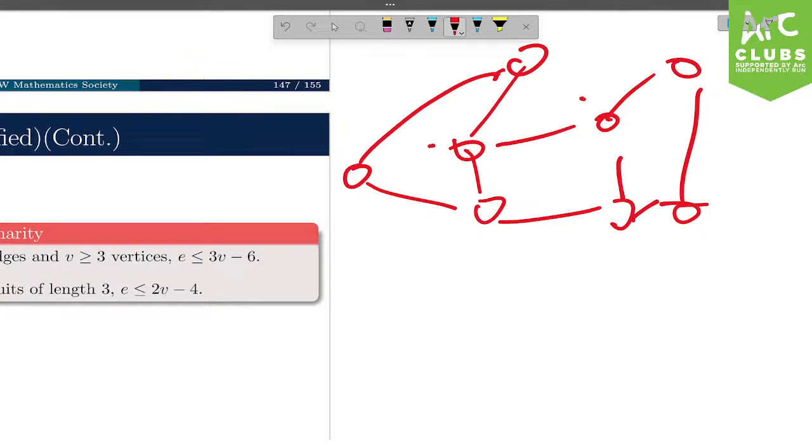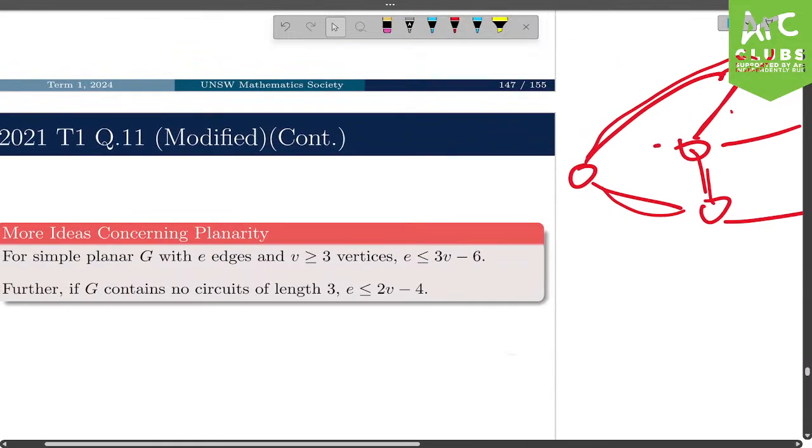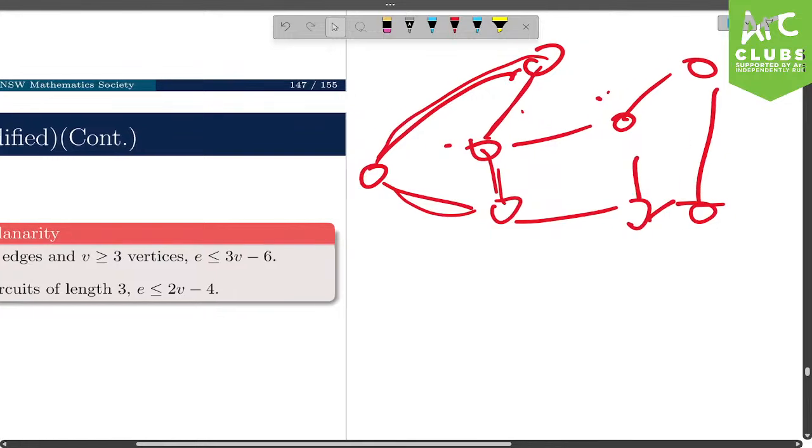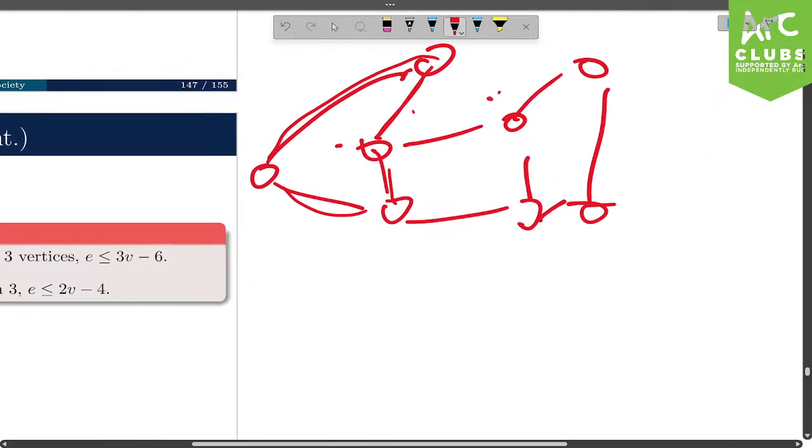So again, this isn't a necessary exercise, just feel free to do it for fun. Each edge is bounded by two faces, and so it's double counted, and each face has at least 3 edges around it. And this condition with no circuits of length 3 basically means that each face will have at least 4 edges around it.